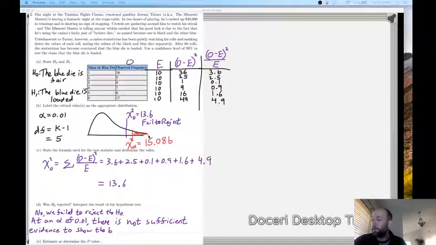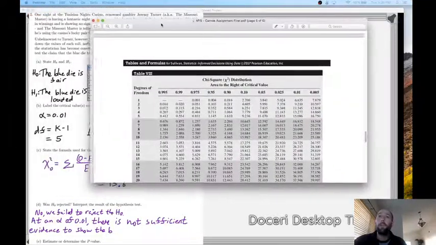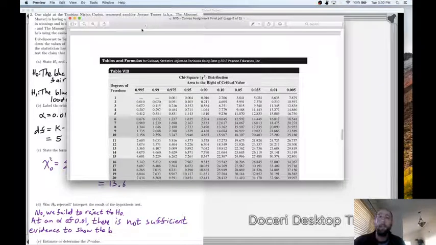Lastly, we can estimate the p-value, and we can use our chi-square distribution again to help us out. We know that we have 5 degrees of freedom, and our test statistic was 13.6. If we scan across here, we see that 13.6 lies between 12.833 and 15.086, which corresponds to areas in the right-hand tail of 0.01 and 0.025. So the p-value has to be somewhere between 0.01 and 0.025.